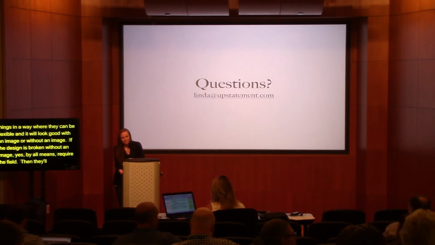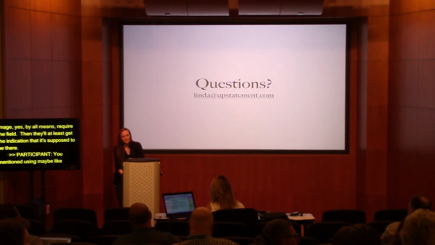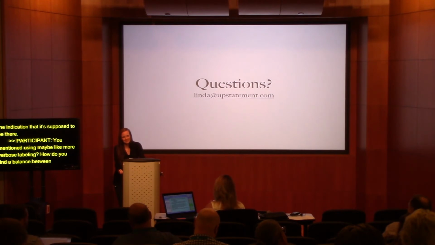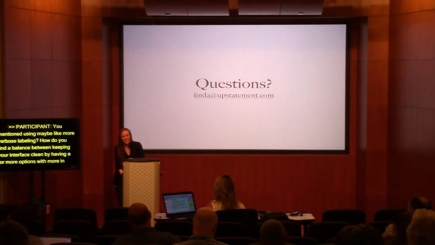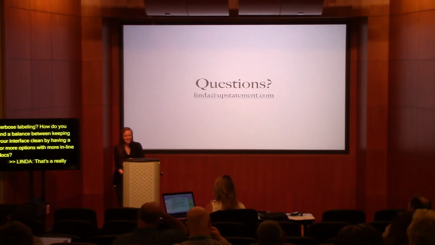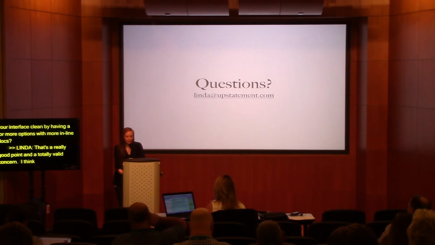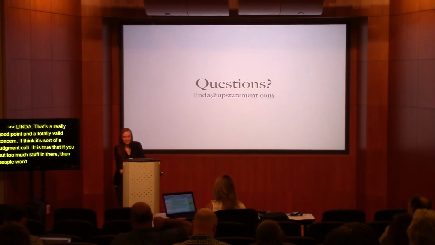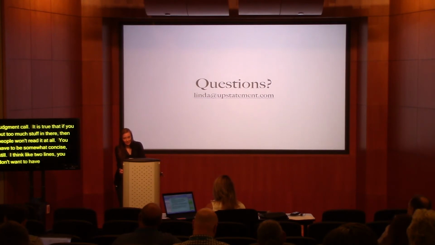The second part of my question has to do with you mentioning maybe more verbose labeling for fields and things. How do you find the balance between keeping your interface clean by having fewer options, and having more inline docs? That's a really good point and a totally valid concern. I think it's a judgment call, because if you put too much stuff in there, people won't read it at all. So you have to be somewhat concise. I think you don't want more than 2 lines in there. You want people to actually use the stuff. So that's a rule of thumb.